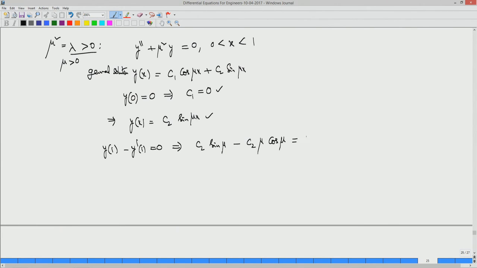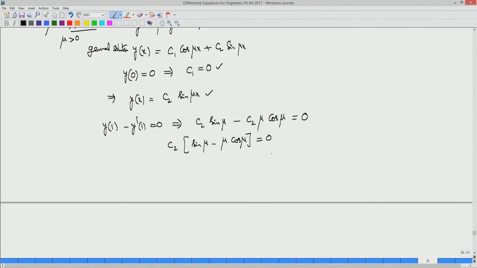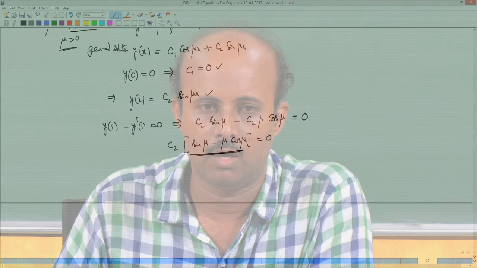So this has to be 0. This is nothing but sin mu minus mu cos mu has to be 0. So I just have to see for those positive mu values for which this quantity is 0. If no such value satisfies this equation, that means C2 has to be 0, which means all positive mu are not eigenvalues.